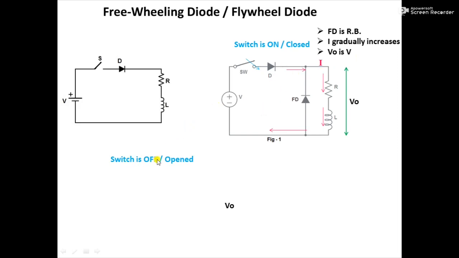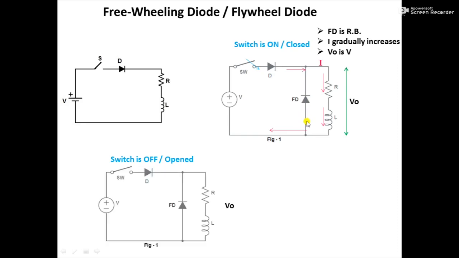Now let us see when the switch is off or opened. This second case is also represented in this first circuit where the switch is open. I have said that when this current is gradually increasing through the load, there is some energy stored in the inductor, and when the switch is opened, this energy across the inductor directly comes across the switch terminals, and that can cause a spark in the circuit. This spark will damage the components present in the circuit. So in order to avoid this spark, a freewheeling diode is connected in the circuit.